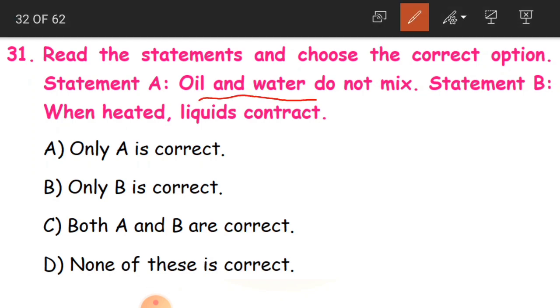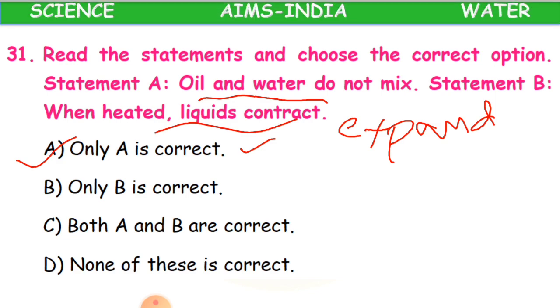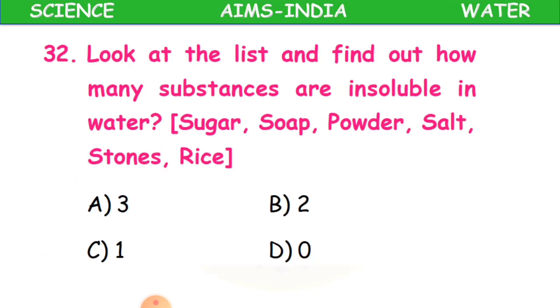Is this true, children? When you add oil to water, will they mix together? No, you can see oil as a separate layer. So that is why this statement is correct. A is correct. And statement B, when heated, liquids contract. Contract in the sense reduce in size. But when heated, liquids expand. They do not contract. They expand in the form of gas, water vapor. So that is why statement B is not correct, and our answer is option A, that is, only A is correct. Clear, children?